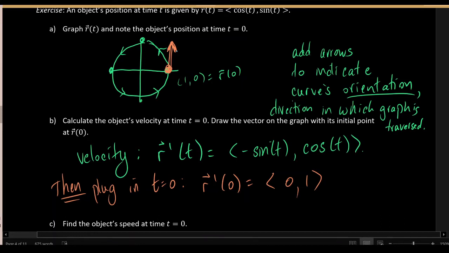So on the graph in A, I've gone ahead and followed this second half of directions. Draw the velocity vector on the graph with the initial point drawn at r of 0. Notice something interesting about this orange vector. The velocity vector at 0, drawn according to these directions, is tangent to the path of movement.